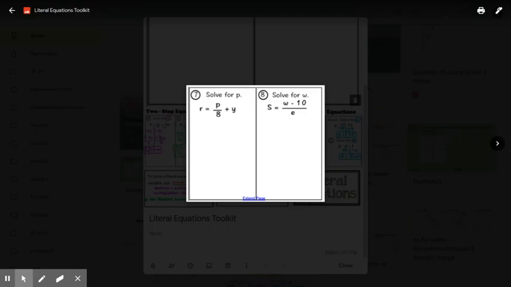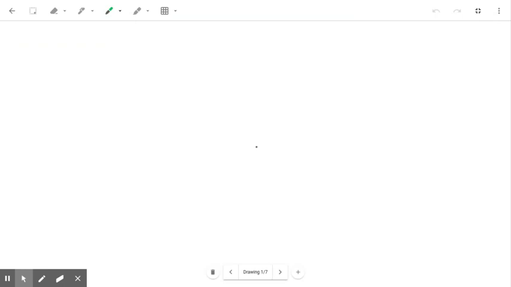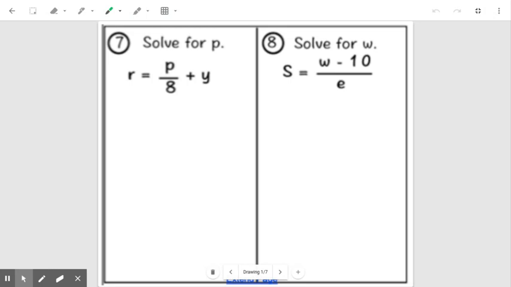Okay, we have one more slide we're going to do, two more problems, and they are both two-step problems. So if you look at 7 and 8 here, they are similar because they both involve fractions. But you'll notice on number 8, the entire right side is a fraction, and on number 7, just the P over 8 part is a fraction. So we're going to start with this one, and we're solving for P.